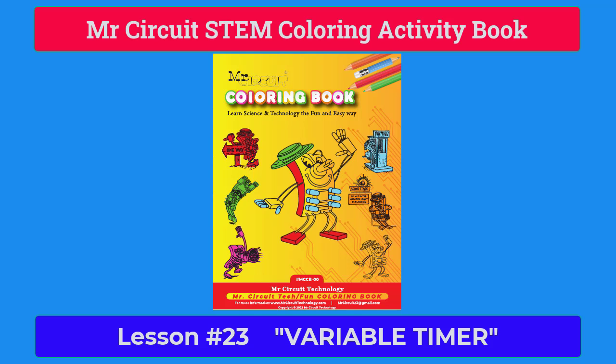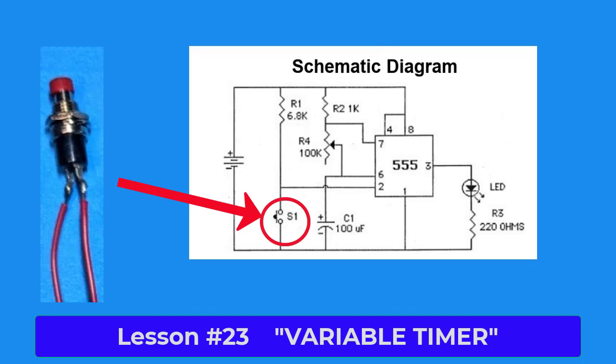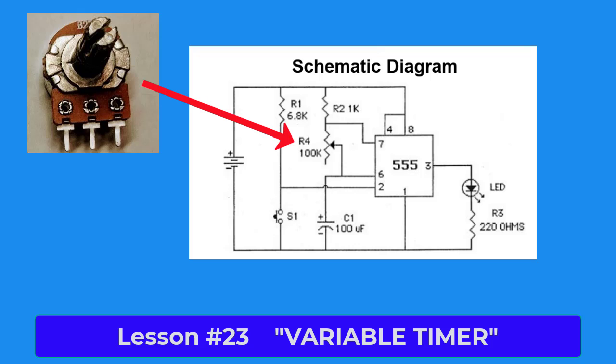In this lesson 23 in the Mr. Circuit STEM Coloring Activity Book, we introduce a variable timer circuit. It is an electronic circuit that turns on an LED for a set amount of time and then automatically shuts off. To turn on the LED, you press the push button switch once. After a certain amount of time, the LED turns off. You set the amount of time it stays on by adjusting the potentiometer.